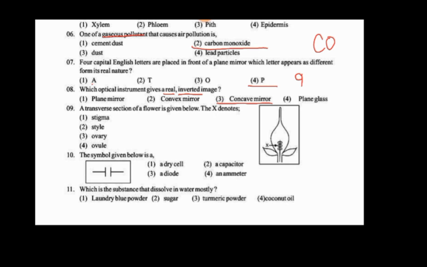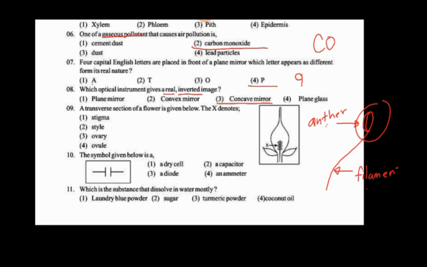Then androecium. Androecium is the male part of a flower. This is called the anther, and this is the filament. This androecium consists of stamens. This is called a stamen. The stamen has two parts, anther and filament. The function of the androecium is the production of pollen grains.